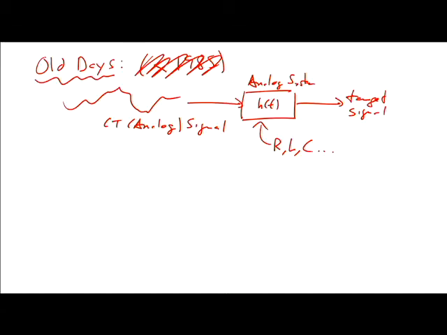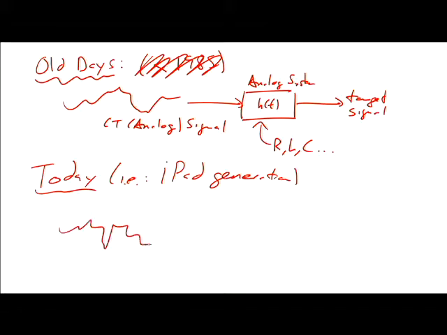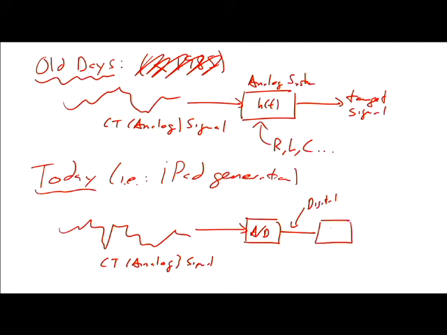Now, digital age, the age of iPad. So today, i.e., the iPad generation, okay? It's true. What happens is, analog signal, right? Continuous time analog signal. Now it hits an analog to digital converter. Now it is a digital signal. Apply a digital filter, H of N, and then get the target signal out of it, right? We might also convert it back into an analog signal. We might push it through a digital to analog converter and spit it back out, right? We can do that.